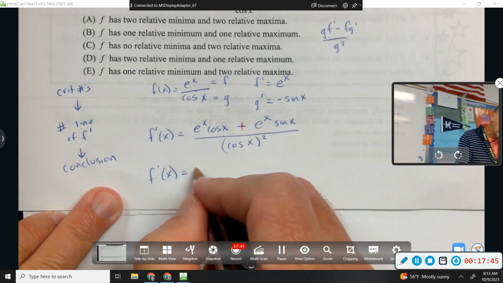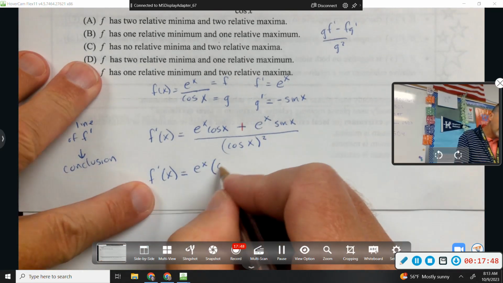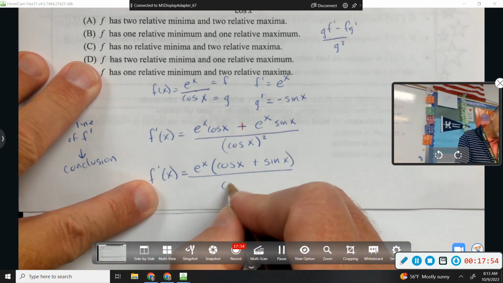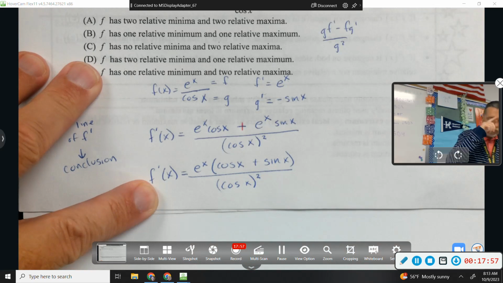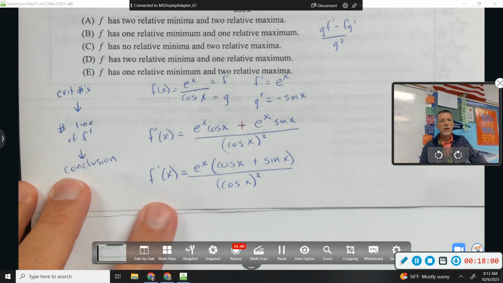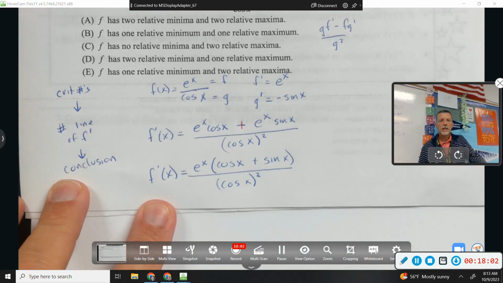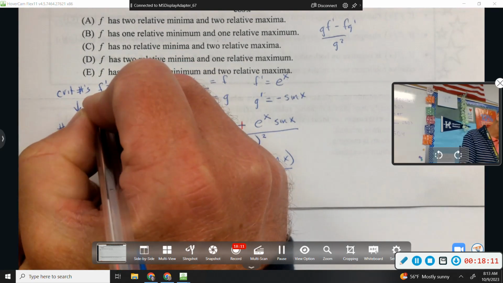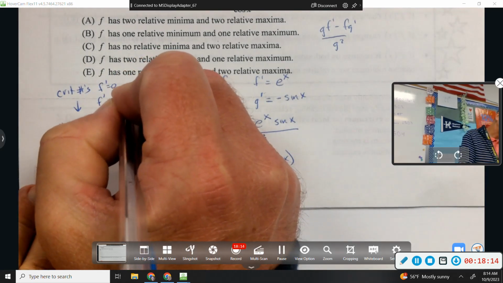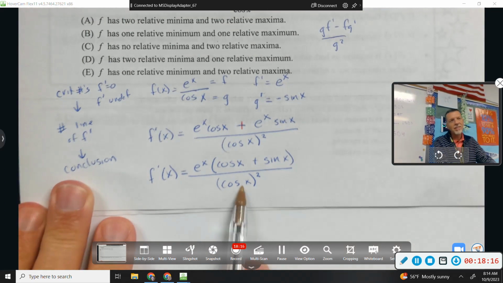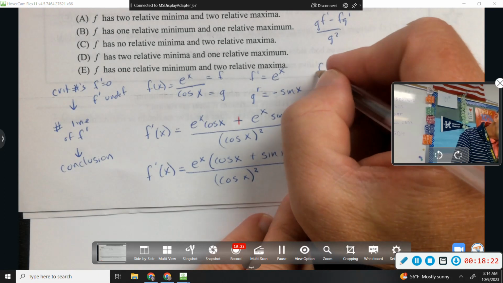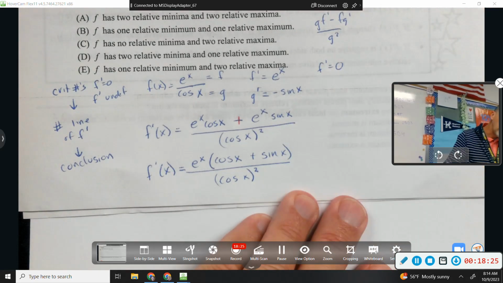Let's see, trying to make my life a little easier here. I'm going to factor out e to the x. So that leaves cosine x plus sine of x over cosine of x squared. Okay, that's going to help me find critical points. Critical numbers are where f prime is 0 or f prime is undefined. Oh, and we will have an f prime undefined because where cosine is 0, that's going to be a problem. So let's do the 0 part first, and then we'll do the undefined part.